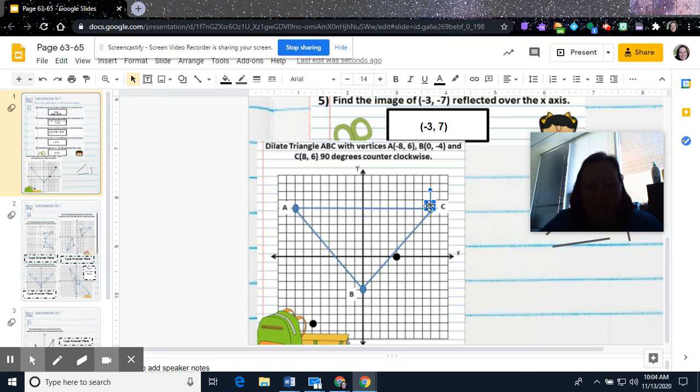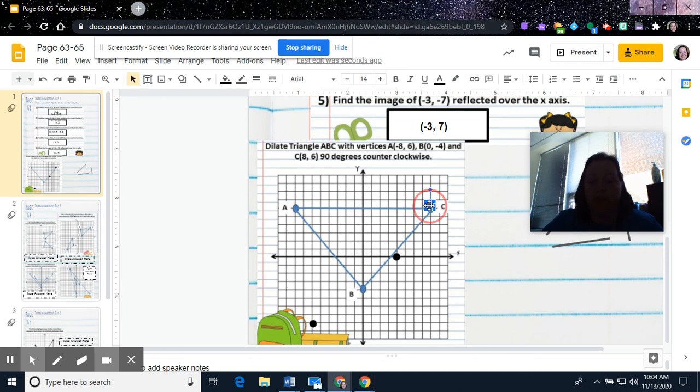So I have it up here at C right now. C is at (8, 6). So thinking about what that means, counterclockwise means it needs to come over here where my new x is going to be negative and my new y is going to be positive. And so when I'm looking here, once I flip them, I'm going to go 6 this way, 3, 4, 5, 6, and then up 8. 1, 2, 3, 4, 5, 6, 7, 8.